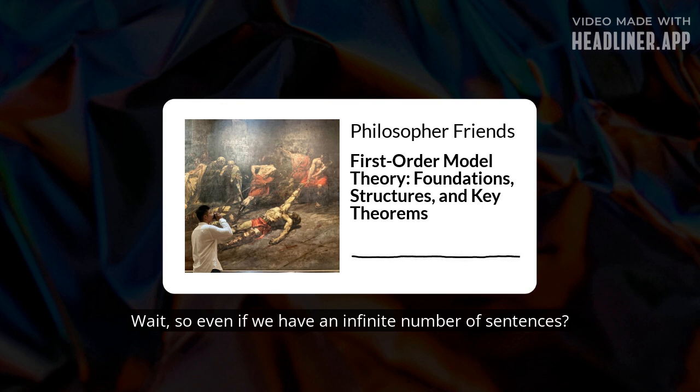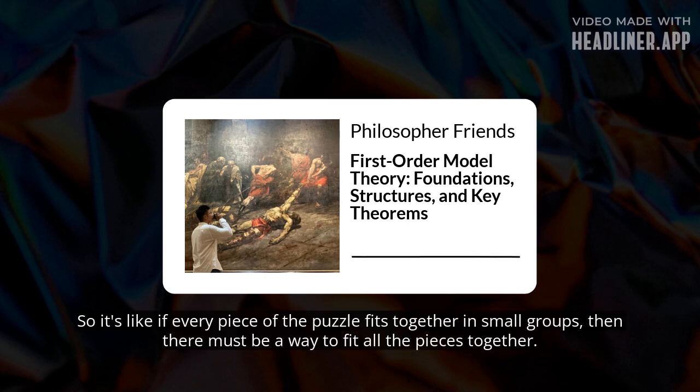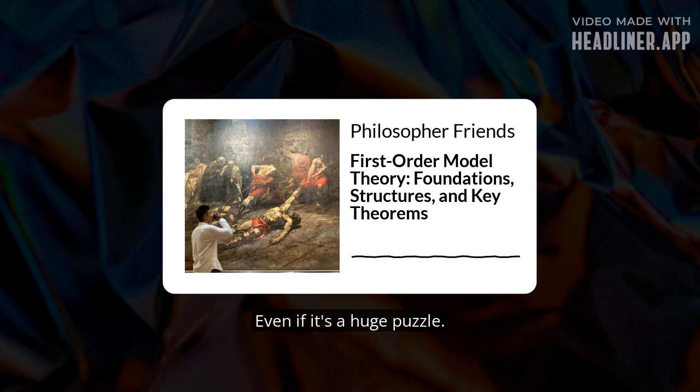Wait, so even if we have an infinite number of sentences? Yeah, even then. As long as every finite chunk of those sentences has a model, the whole thing has to work out somehow. That's pretty wild. So it's like if every piece of the puzzle fits together in small groups, then there must be a way to fit all the pieces together, even if it's a huge puzzle.